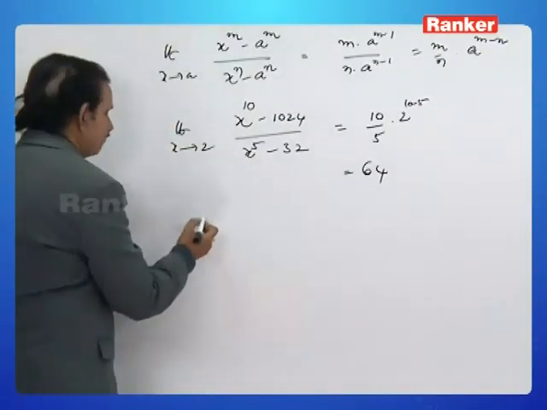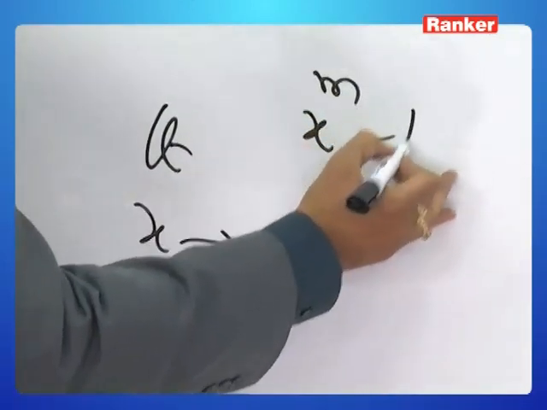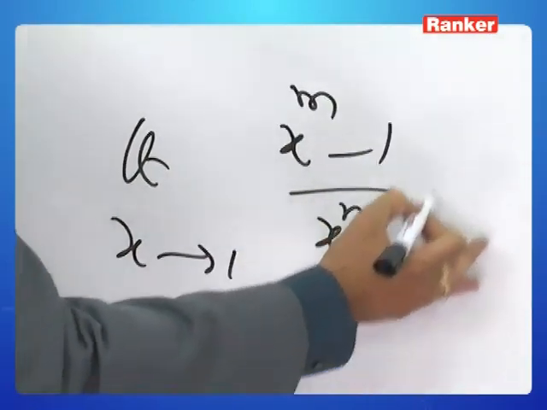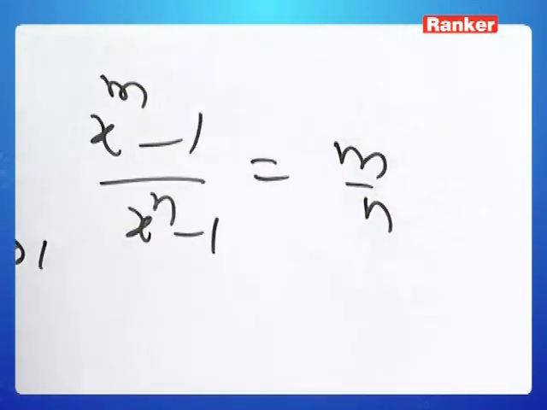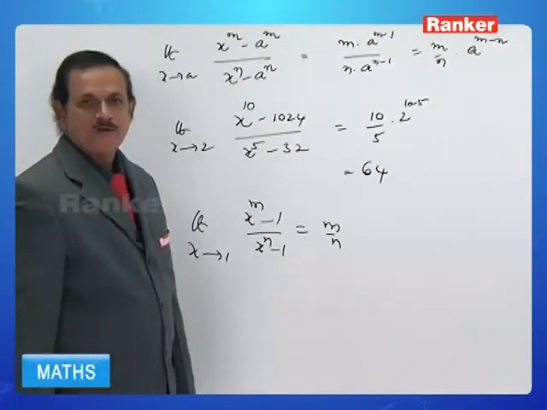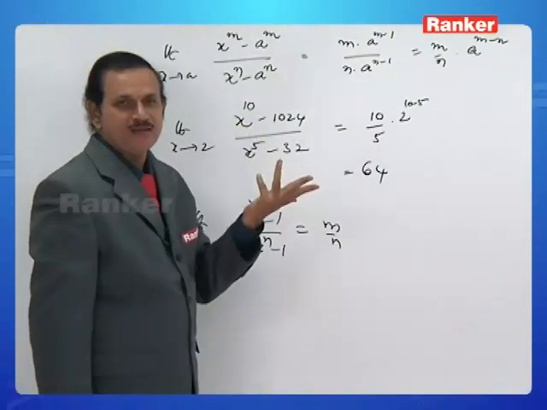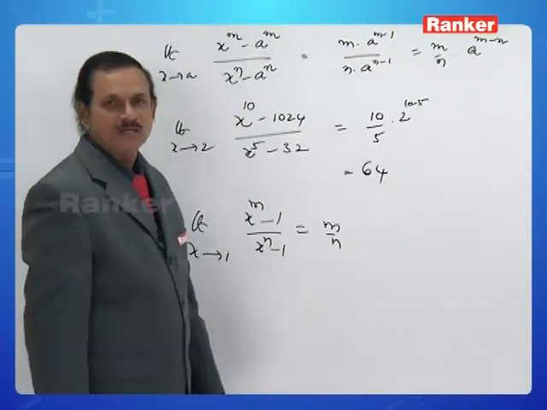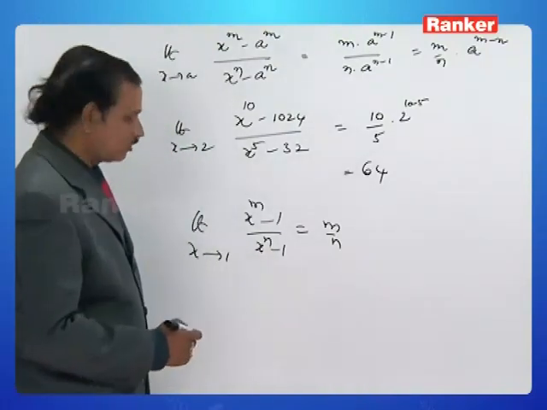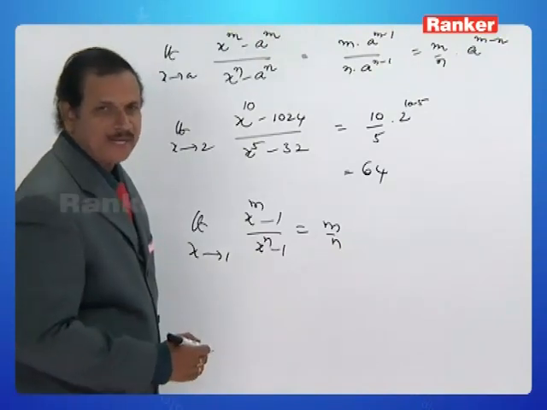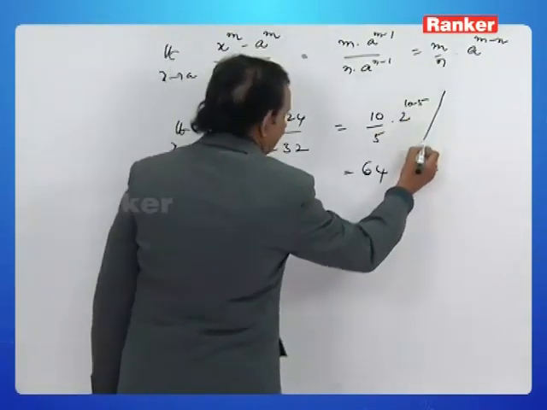And one more application of this is limit as x tends to 1 of (x to the power of m minus 1) by (x to the power of n minus 1). What is that? Just m by n. What lies here? In the place of a here we have 1. So 1 power anything is again 1. Hence only m by n will occur here. Hence limit as x tends to 1 of (x^m minus 1) by (x^n minus 1) is just m by n.